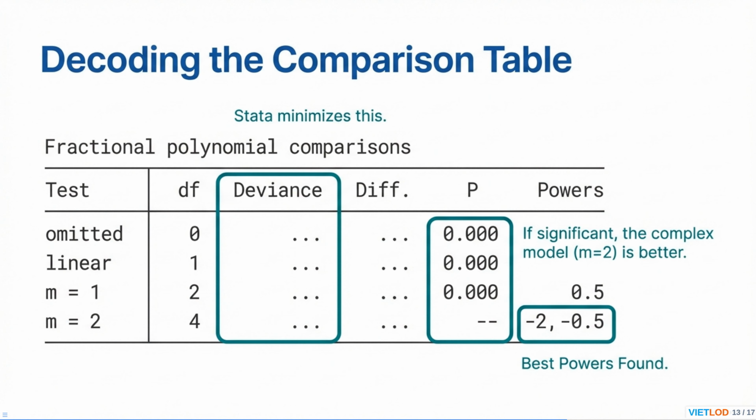This table summarizes the exhaustive model search conducted by Stata. Its primary objective is to find the model with the lowest deviance, as a smaller deviance value signifies a superior fit to our data. The table systematically compares models of increasing complexity, starting with a simple linear model, then evaluating various single-power models, denoted as m equals 1, and finally, more complex two-power models, m equals 2. The p-values presented are crucial. They indicate whether moving to a more complex model offers a statistically significant improvement in fit.